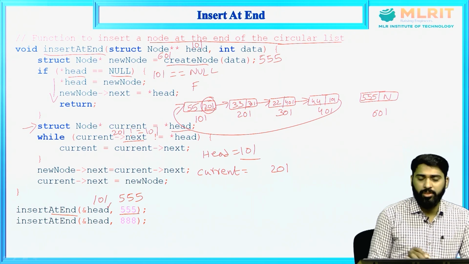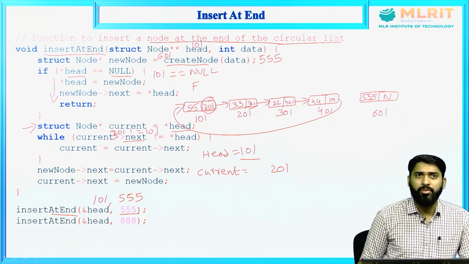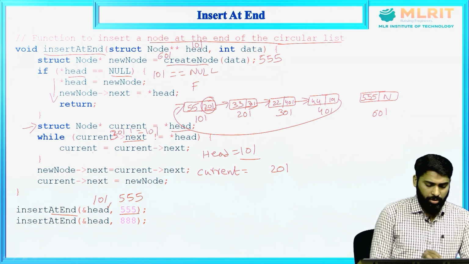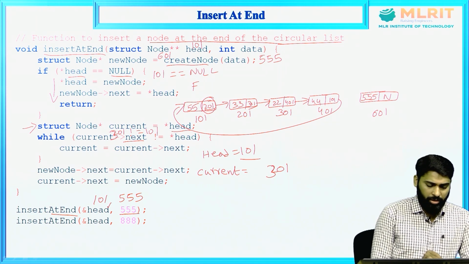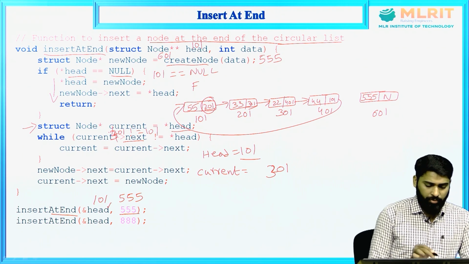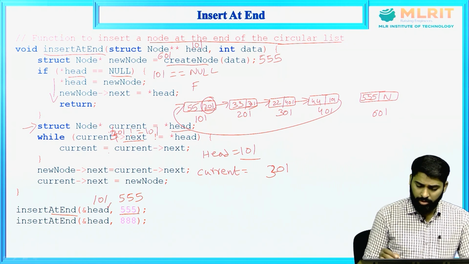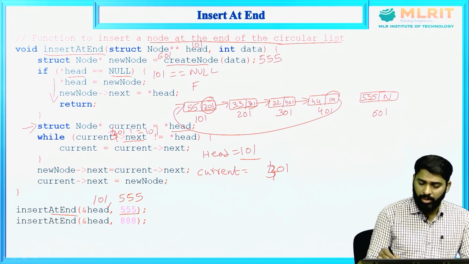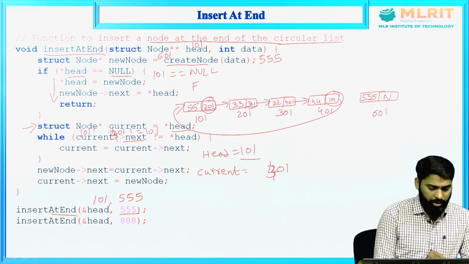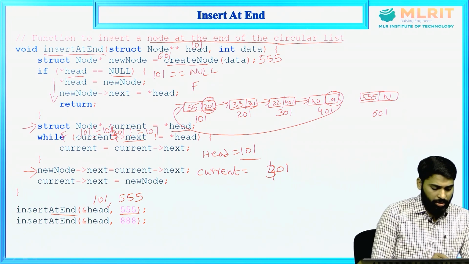Current arrow next, 201 arrow next is 301. 301 not equals 101. So it is true. So current equals current arrow next. So now current equals 301. Again we check 301 arrow next, 401. 401 not equals 101. Again update the current value with current arrow next. So it is 401. So now 401 arrow next here is 101. So 101 not equals 101. This is false. So terminate the loop.